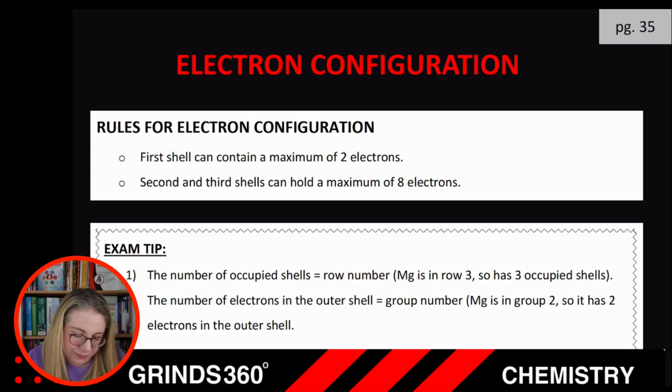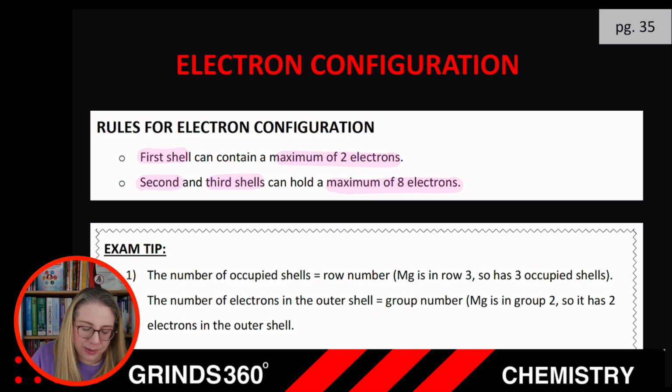So we have a few rules that we need to follow when we are writing the electron configuration of an element. The first shell, the first ring around the nucleus, can hold a maximum of 2 electrons. The second and third shells can hold a maximum of 8, and that's it. They can't hold more than 8. The second and third rings around the nucleus can have less than 8, so it's any number of electrons up to 8, but not more than 8.